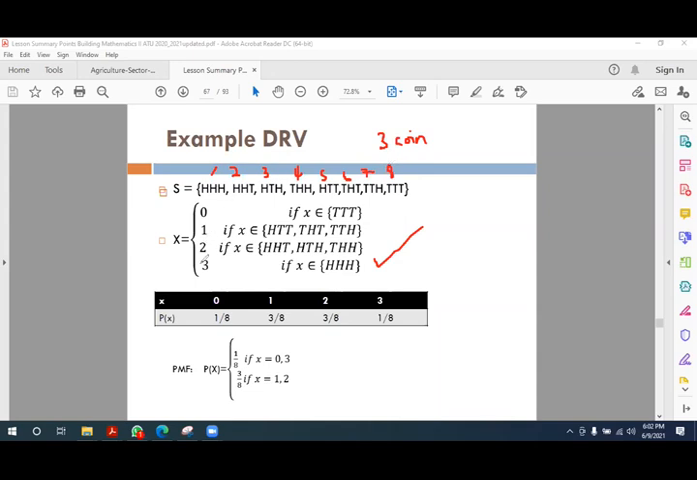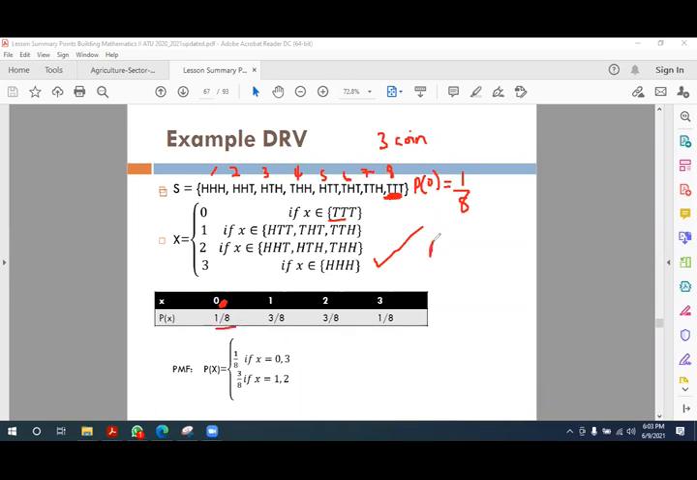If you want the probability of the event equal to zero, that means no head. No head is just tail in all 3 tosses. There's only one possibility of that in the sample space, so that will be one out of the eight. So the probability that X is equal to zero is 1/8. We put that here.